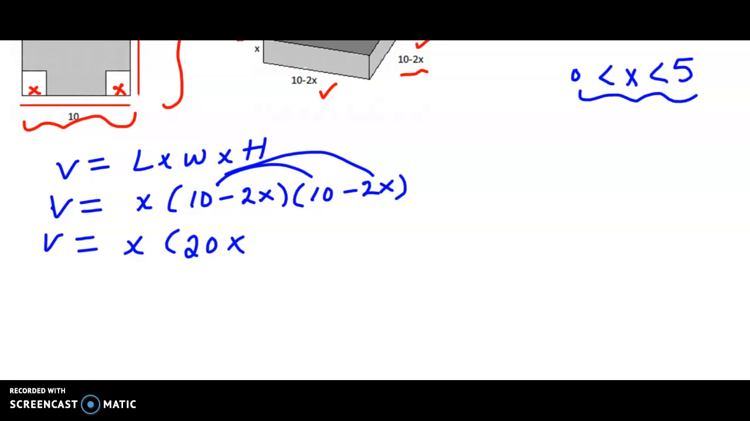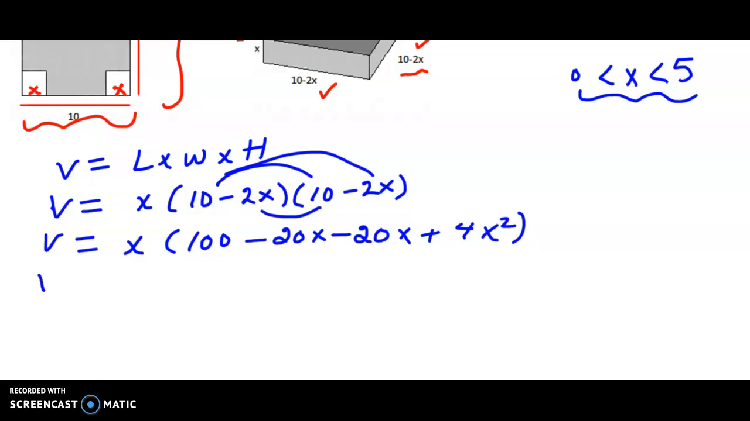Oh, sorry, I skipped a step there. I'm going to get 10 times 10, which is 100, minus 20x minus another 20x plus 4x squared. Then I'm going to distribute the x through the brackets. So I will get 100x minus 40x squared, and I will get a positive 4x cubed.